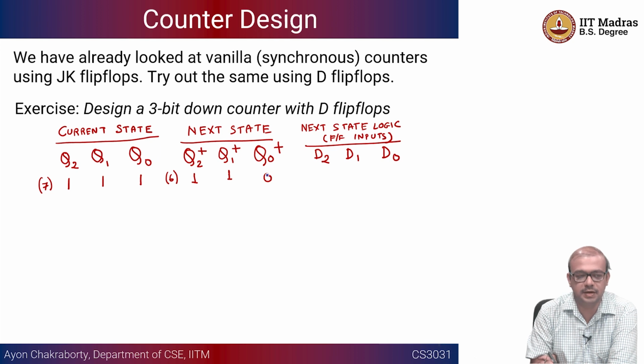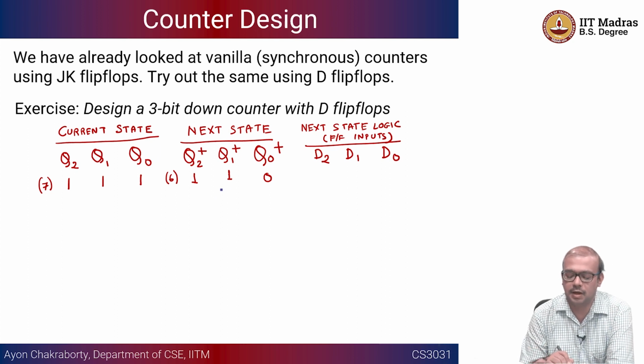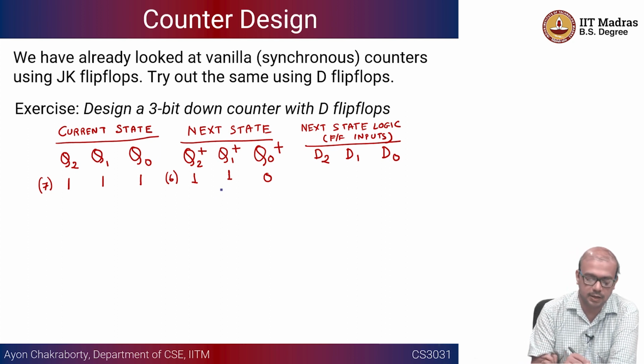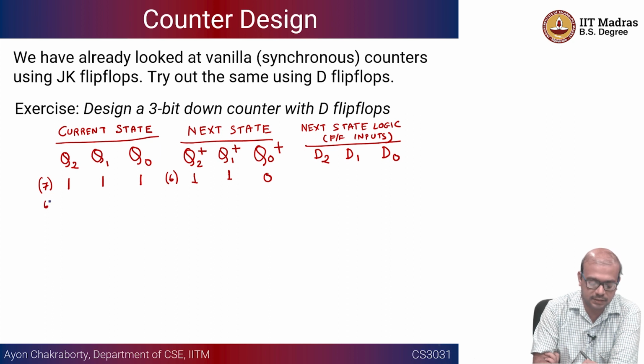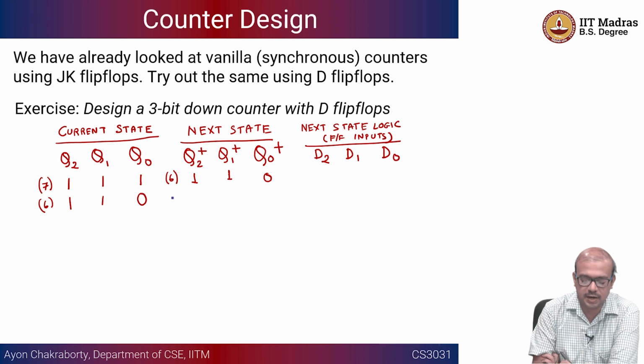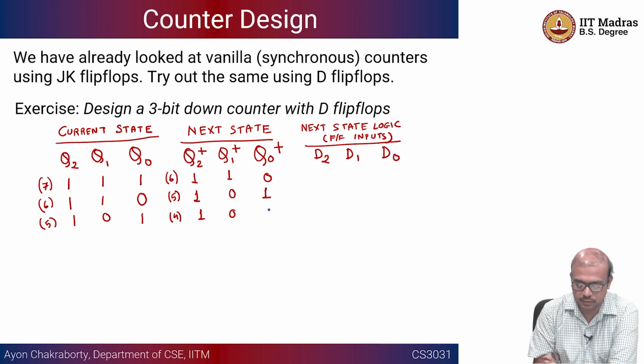So let us first complete the state transition table. I can first understand the sequence of states, how they are flowing, and then we will try to implement the next state logic. Okay. So if it is 6, which is again 1 1 0, what should be the next state in a down counter? The next state in a down counter should be 5. So 5 is 1 0 1. If it is 5, the next state should be 4, 1 0 0.